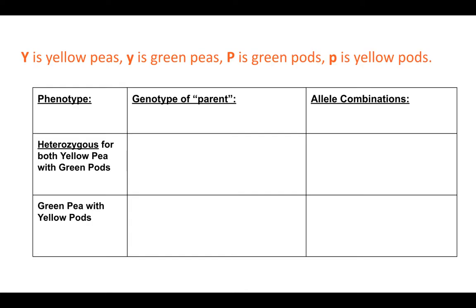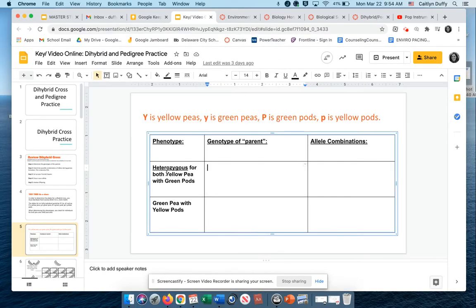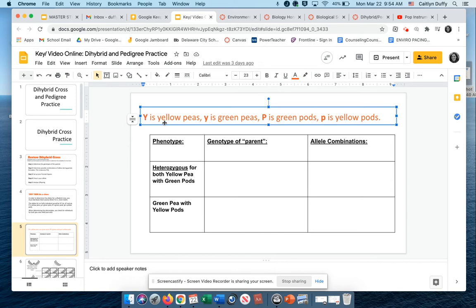So let's go ahead and break down what are the genotypes of each parent. And I'm going to get out of the slide view, okay? So I want to know for the phenotype heterozygous for both yellow pea and green pods, okay? And remember up here, I gave you big Y is yellow peas, little y is green peas, big P is green pods, little p is yellow pods. So heterozygous, meaning they're going to have a dominant and a recessive allele. Hetero means different, all right?